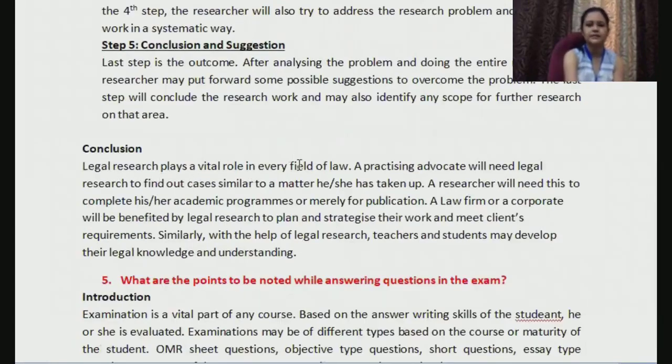Legal research plays a vital role in every field of law. Apart from the practicing advocate, they will also need legal research to find out cases similar to this matter. It is helpful for researchers. It may be helpful for a law firm, right? And similarly, with the help of legal research, teachers and students may develop their legal knowledge and understanding of certain different concepts, right? Accordingly, you can write the conclusion. Is it clear? Is it clear, ma'am? Okay, fine.